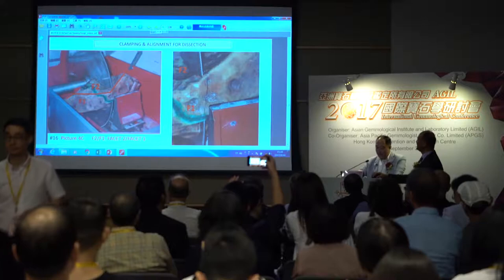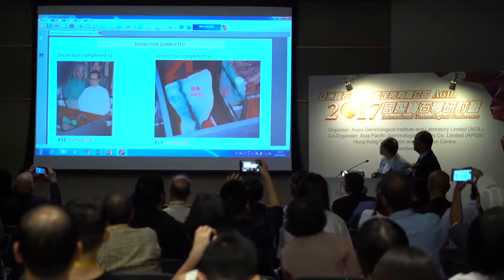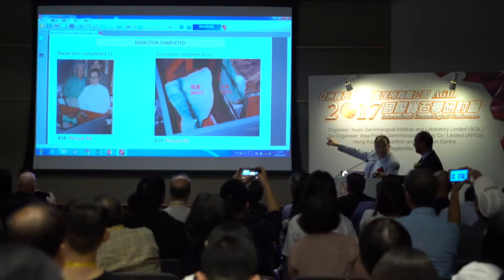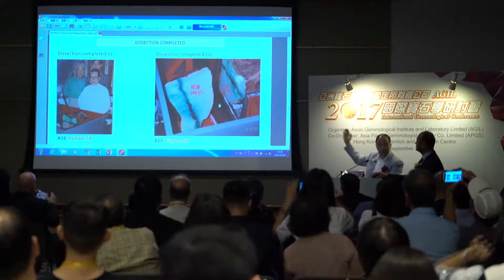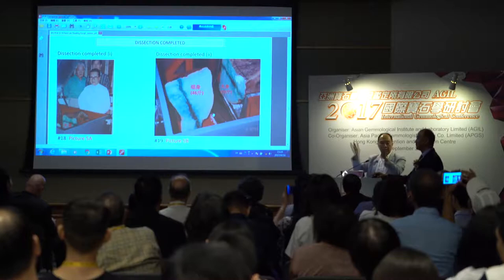Next one is number 20. Now, in the end, it was two color streaks. The two color streaks are even. So this is what you call a perfect dissection. Perfect dissection means you have the same thing on both sides, so you can sell to two buyers, and both are happy.